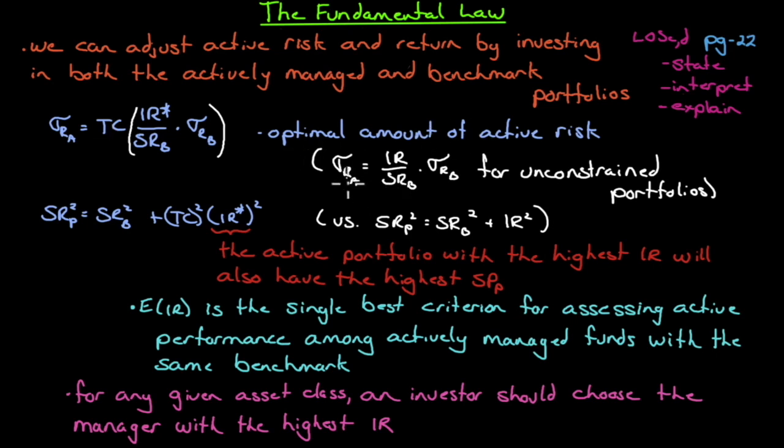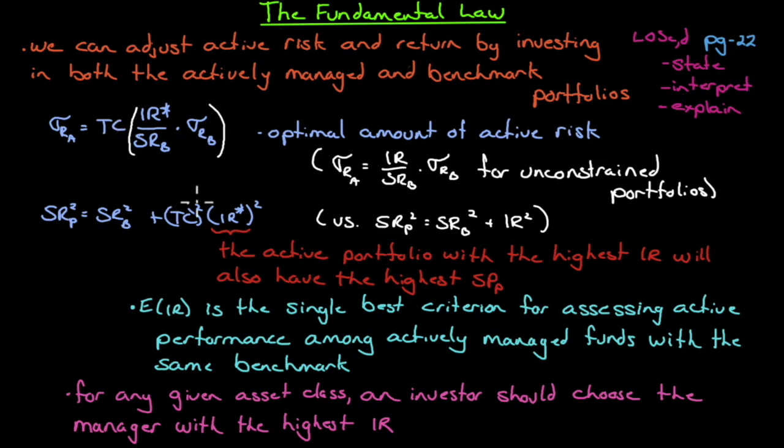You'll recall that the optimal amount of active risk for an unconstrained portfolio was just the information ratio divided by the Sharpe ratio of the benchmark multiplied by the standard deviation of the benchmark. Here we stick the transfer coefficient in front to say if the portfolio is unconstrained, you can put transfer coefficient in here, it would just equal 1. Any constraints start to lower that, you're going to have lower active risk.